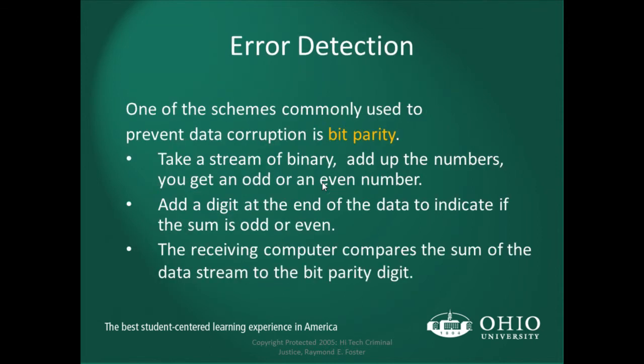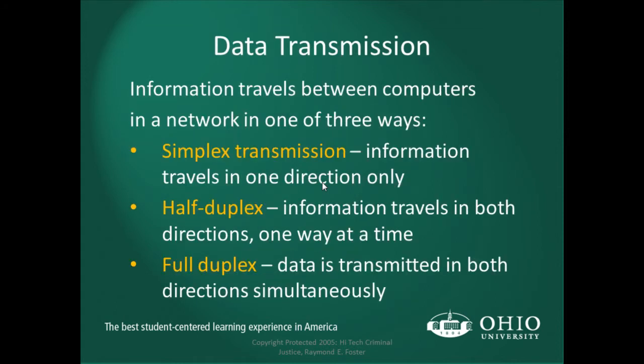Error detection: bit parity is something that I won't test you on, but it's something to understand that it's part of error correction. It sums up the number of ones in a packet of data and puts that on the end, and that's one of the methods by which error correction is done.